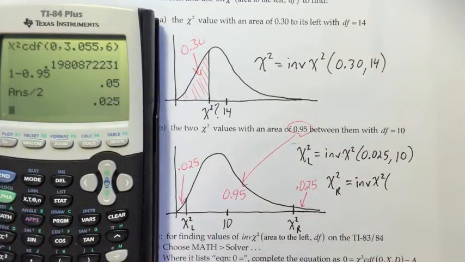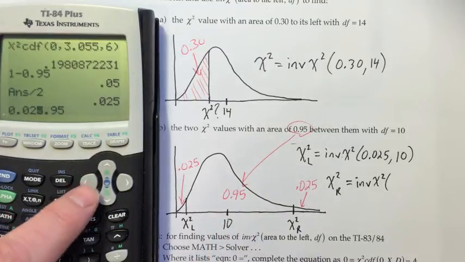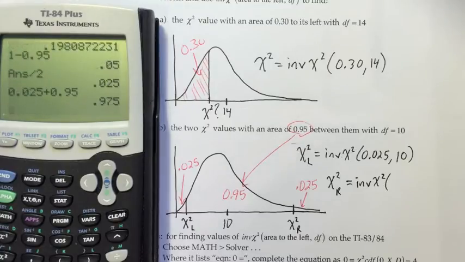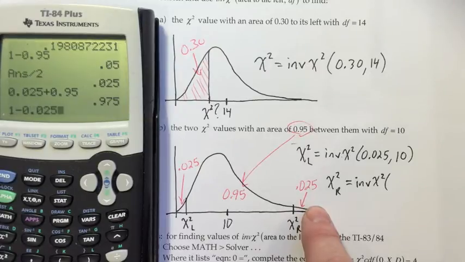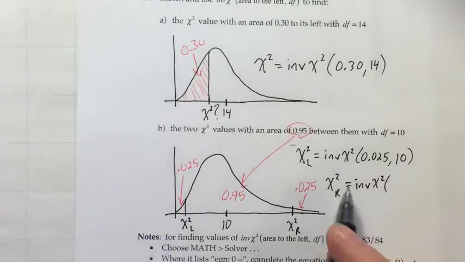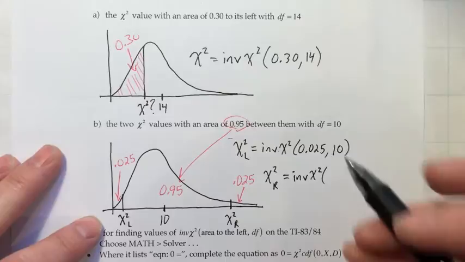So you could say I have 0.025 out there plus 0.95 in the middle is 0.975. Or to get the area to the left of this, you could do 1 minus the area that is to the right. Either way, you get that the area to the left of this mark is 0.975. So I need to remember that when I go to the calculator.